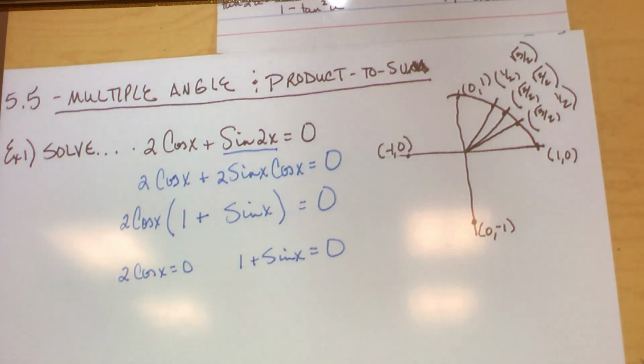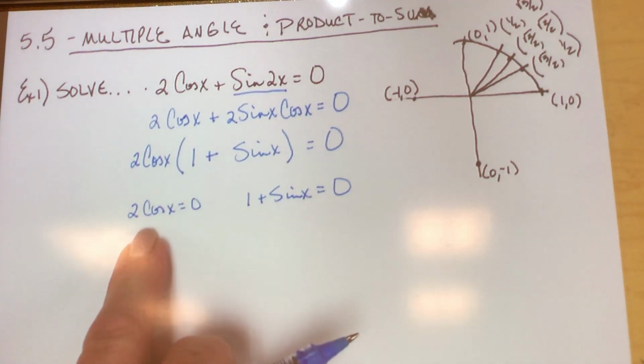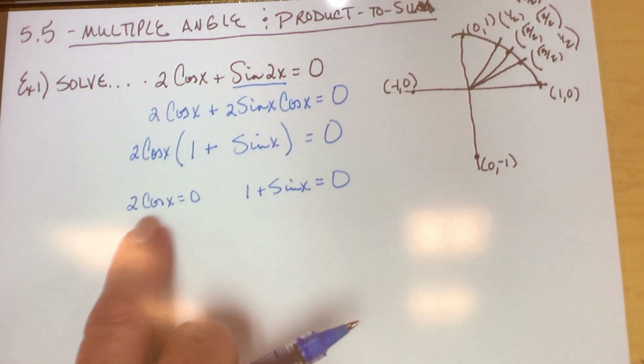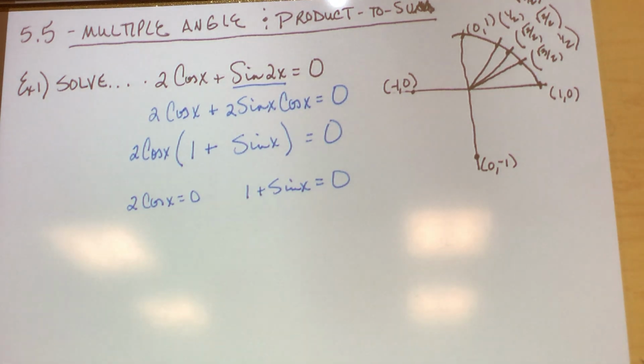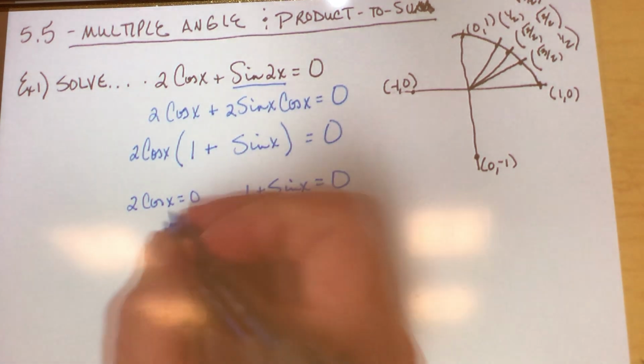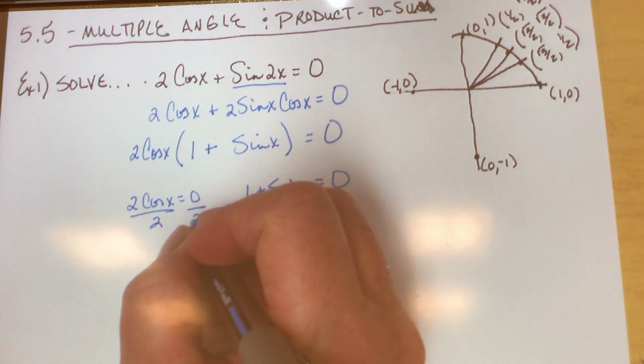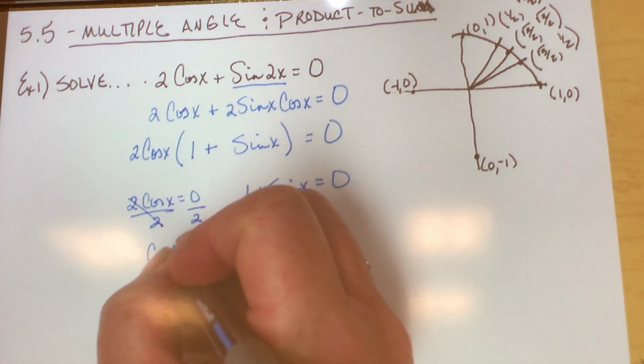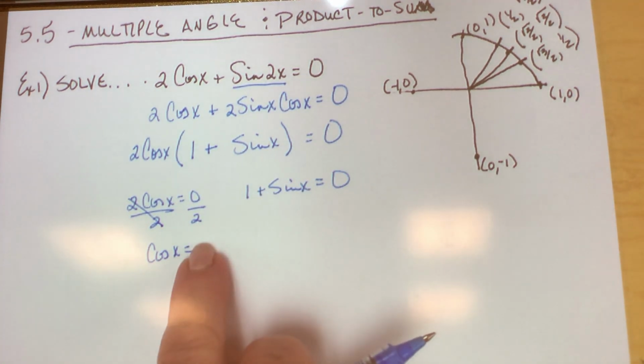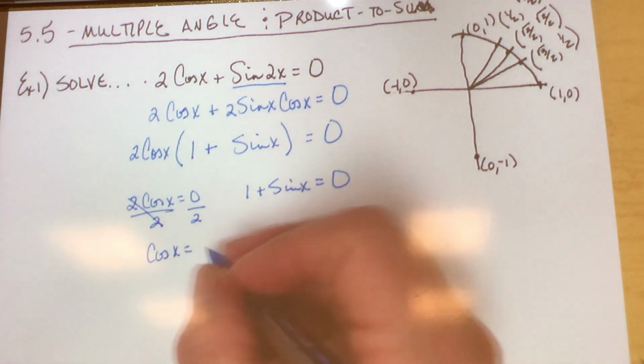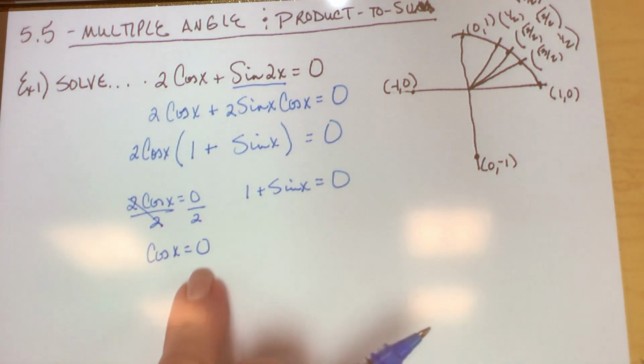Very good. All right, so let's look at this left guy. Tell me what to do to solve this thing. Divide by 2. Over here on the left, it cancels out. I'm left with cosine x. Over here on the right, 0 over 2 is 0. Now, as soon as I see this 0 right here, what's my brain thinking?